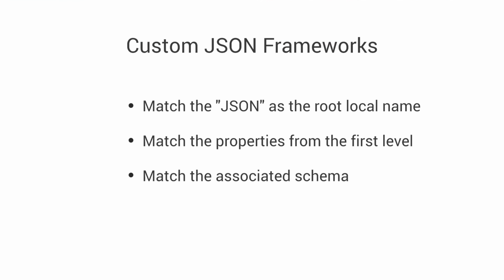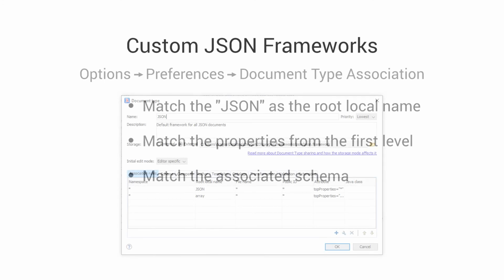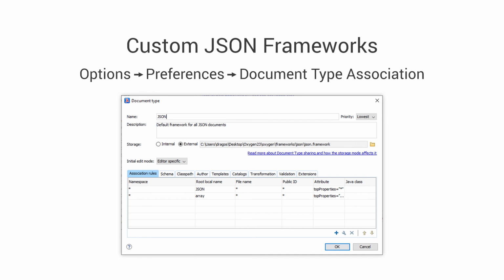I mentioned earlier that you can create your own custom JSON framework. For example, you could add a rule to match the JSON as the root local name, or add a rule to match the properties from the first level of the JSON document, or add a rule to match the associated schema. Feel free to try the JSON visual editing support using your own documents or any of the samples that are provided in Oxygen.